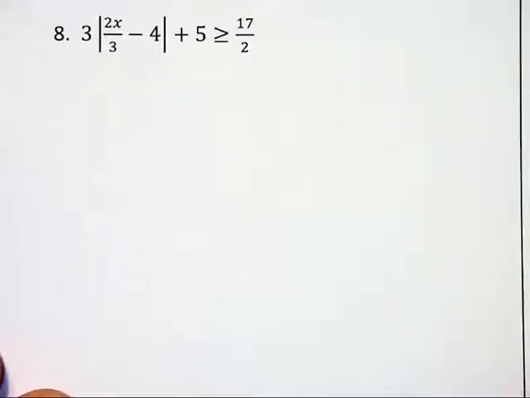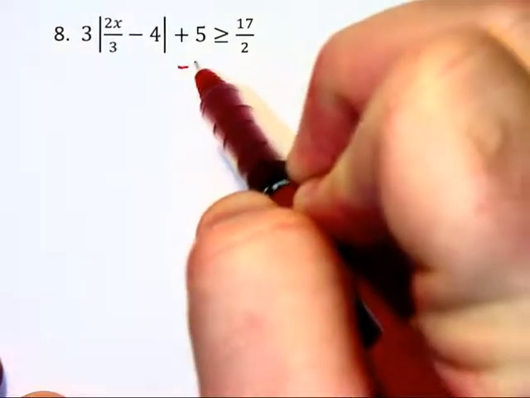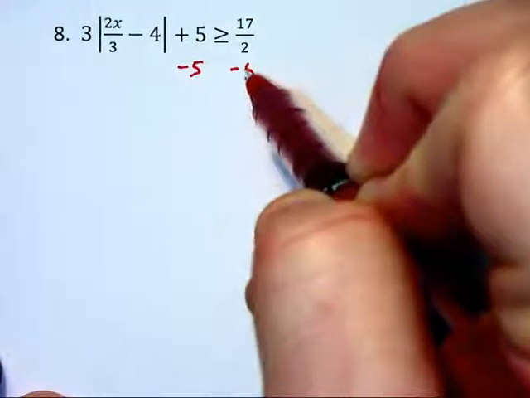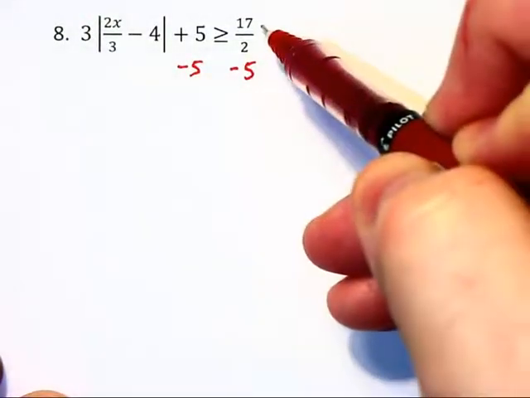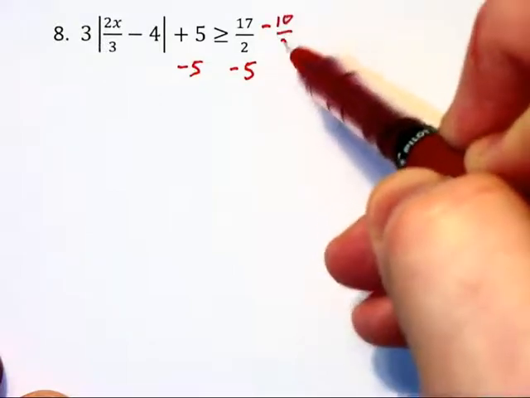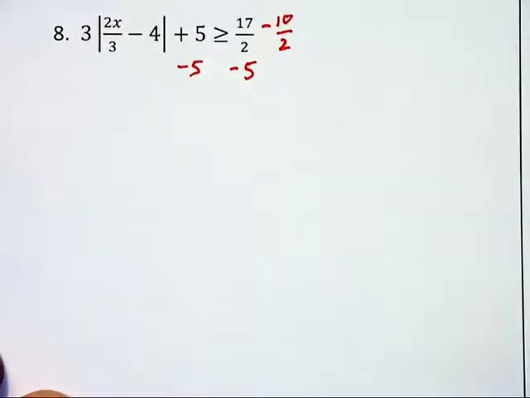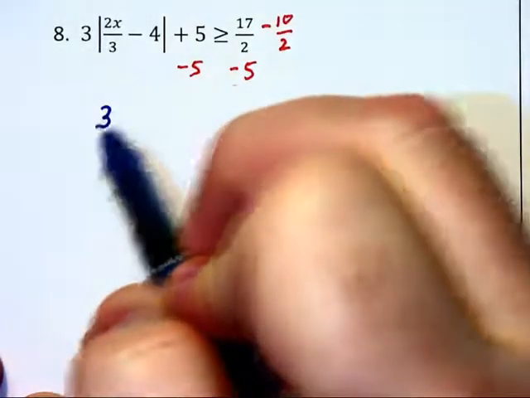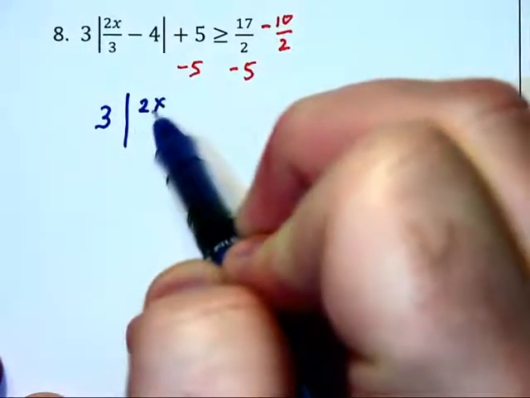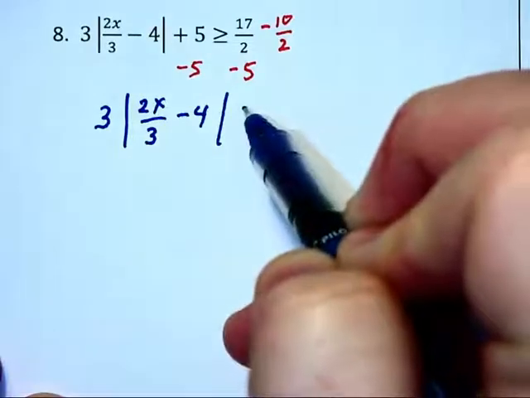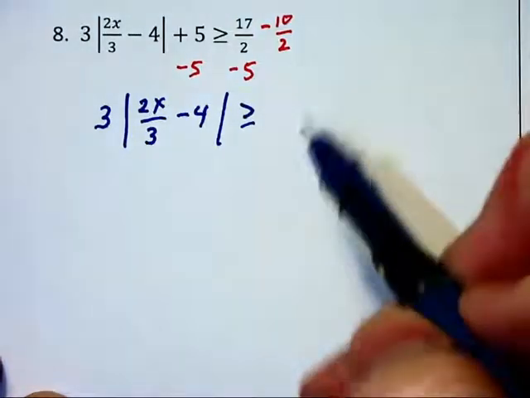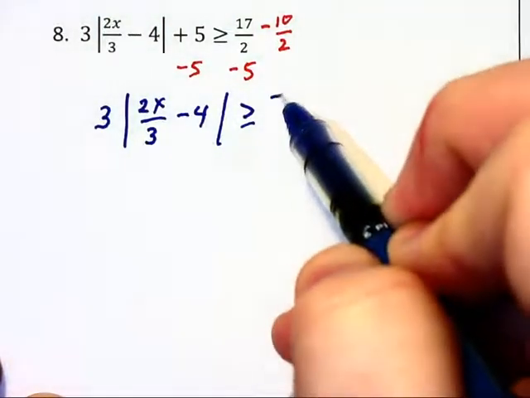Let's work on this next one. I'm going to begin by subtracting 5 on each side. And over here on the right, I probably want to think of that instead as a minus 10 halves instead of a minus 5. This gives us 3 times the absolute value of 2x over 3 minus 4 is greater than or equal to 7 halves.